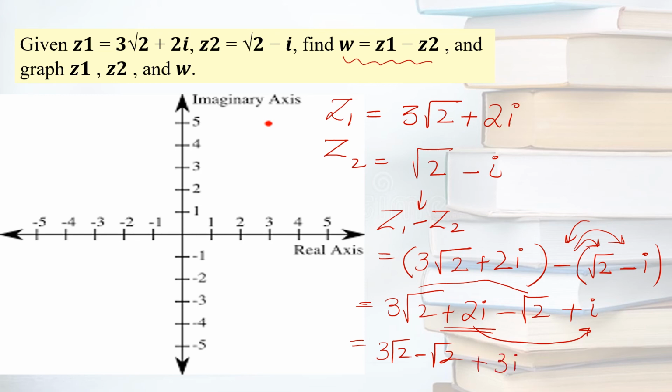Now 3 square root 2 minus 2 square root of 2 will give you 2.82. You can write it as it is. Otherwise, you can write it in decimal, 2.82 plus 3i.